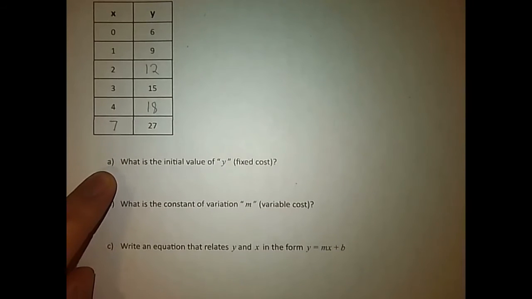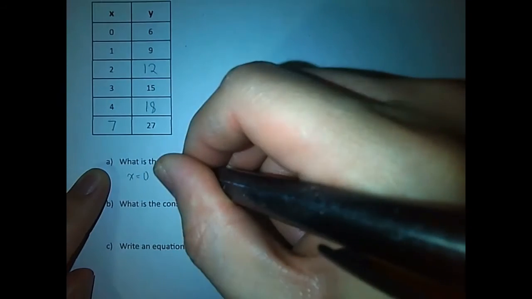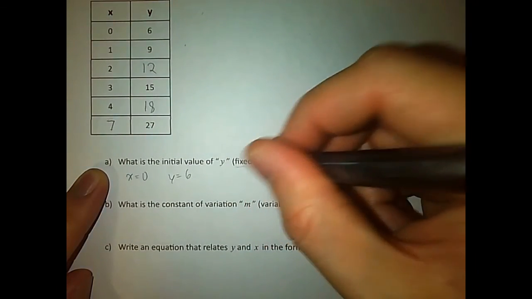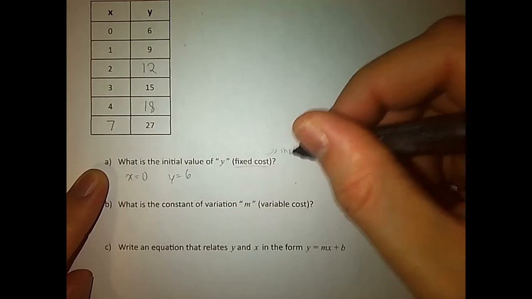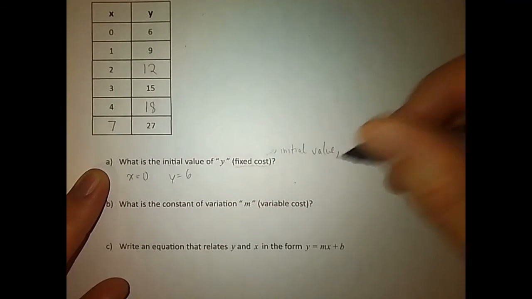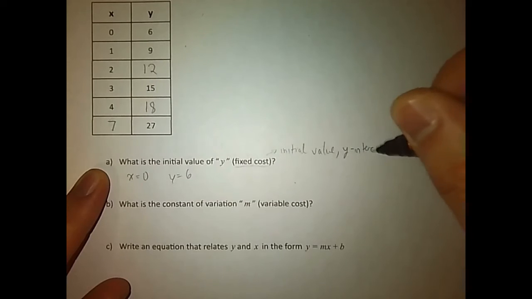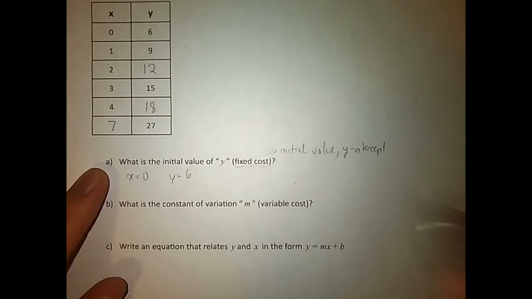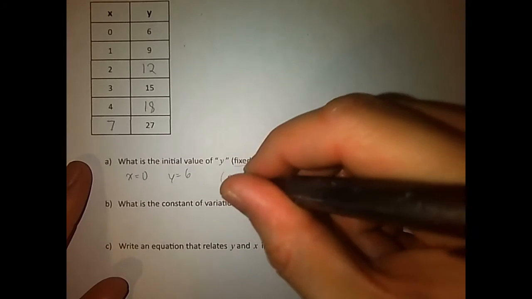So it says, what is the initial value of y, or fixed cost? Initial value happens when x equals 0. So when x equals 0, y is equal to 6. So our fixed cost, also known as the initial value, also known as the y-intercept, is y equals 6. Or we can also put it as a coordinate if we wanted to, (0, 6).